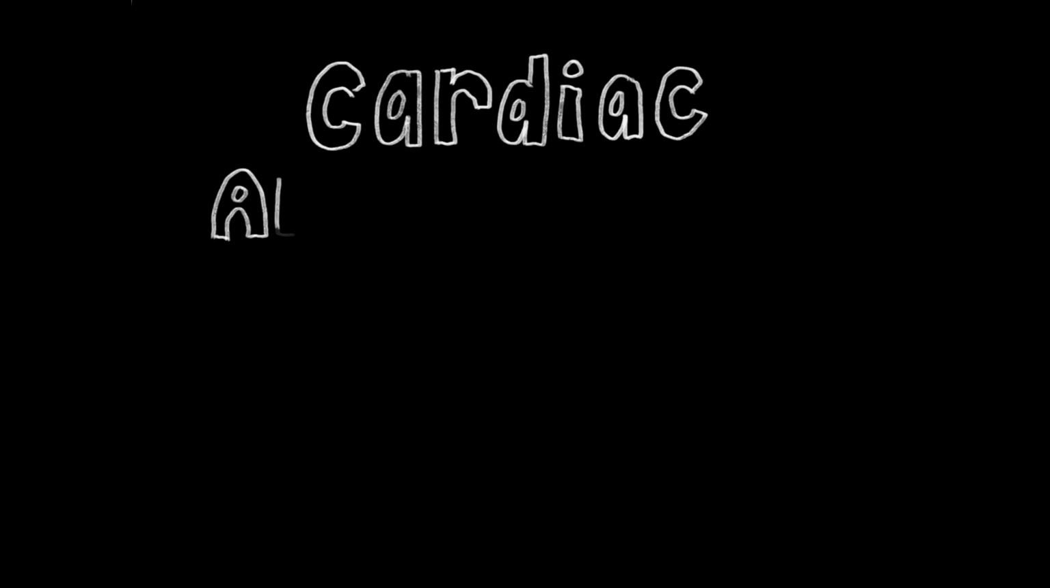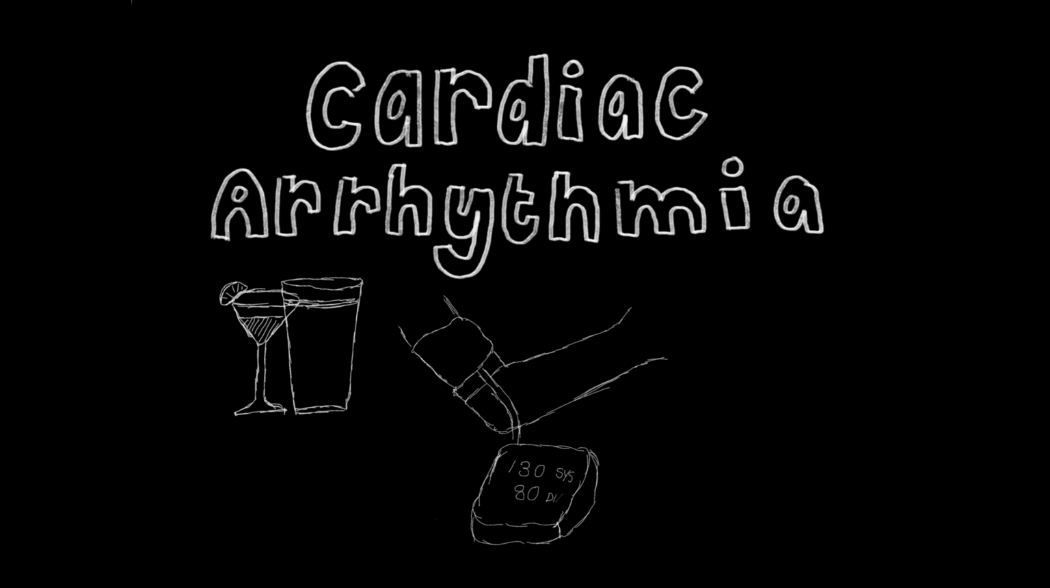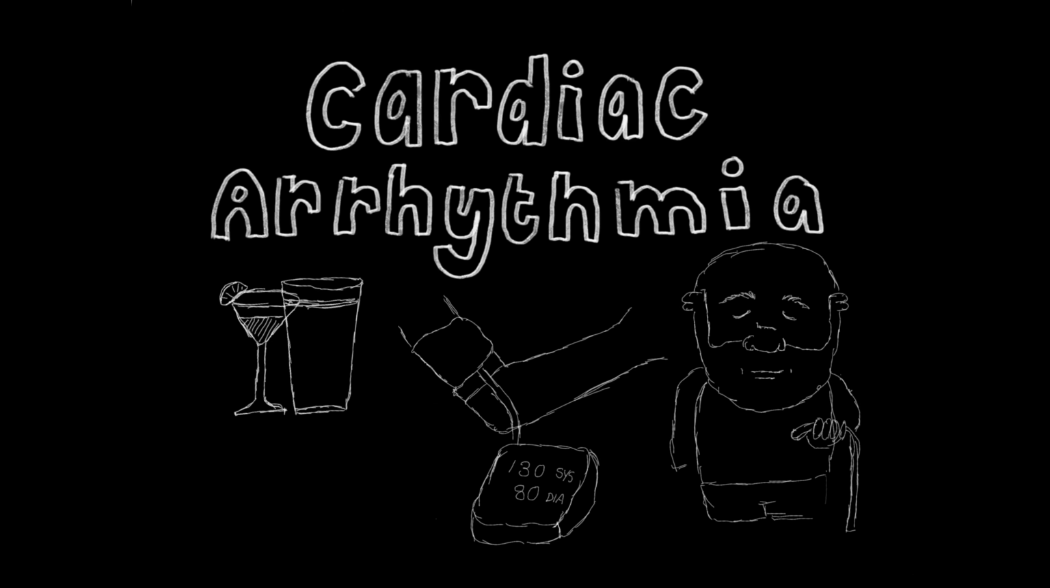But this system can go wrong. Sometimes the electrical conduction system can't coordinate the rate and rhythm of your heart, and this is what's known as a cardiac arrhythmia. This may be triggered by excessive alcohol consumption, high blood pressure, known as hypertension, neurohormonal dysfunction, old age, genetic causes, just to name a few.